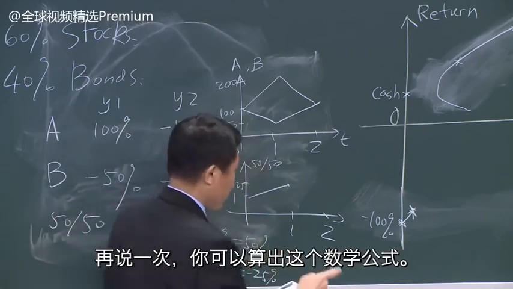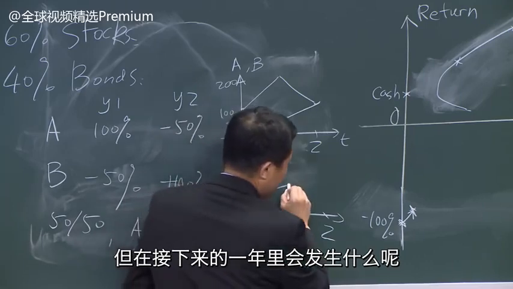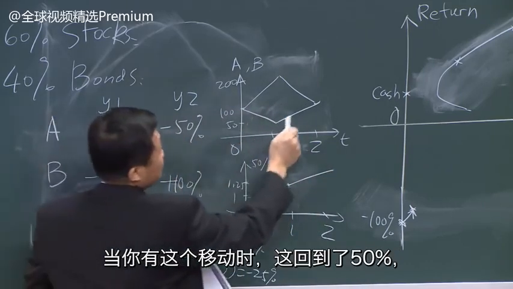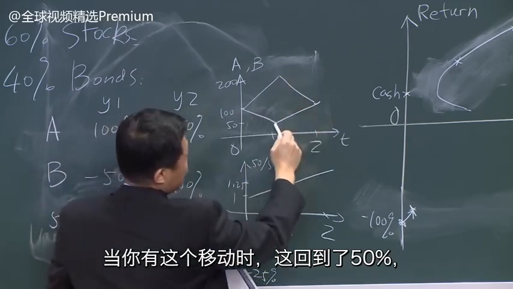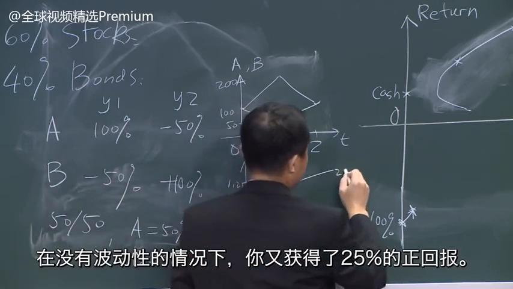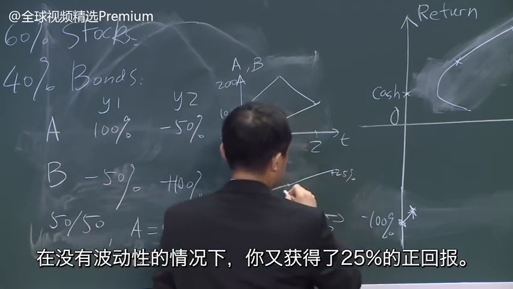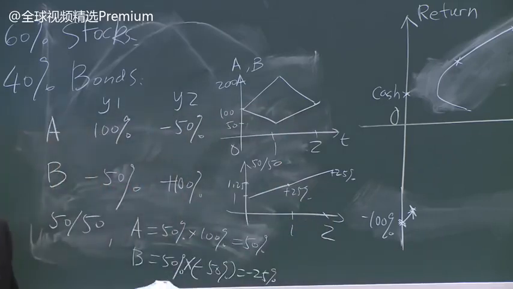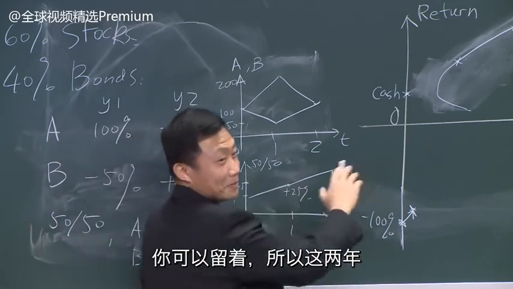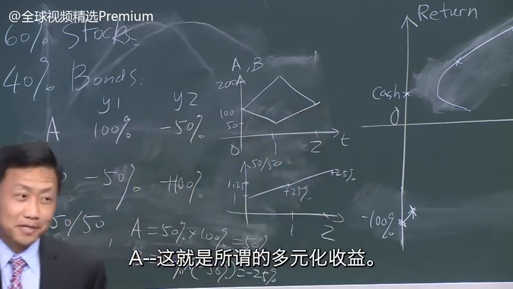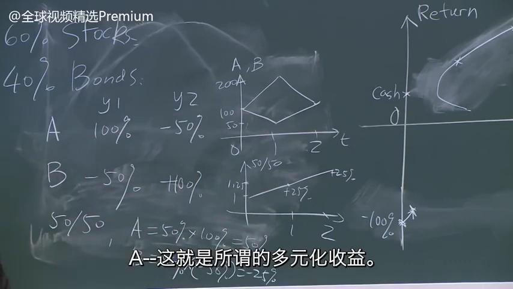Again, you can figure out the math. But what happens in the following year, when you have this move, this comes back 50%, this goes up 100%. You return another 25% positively without volatility. So you have a straight line. So that's the so-called diversification benefit.